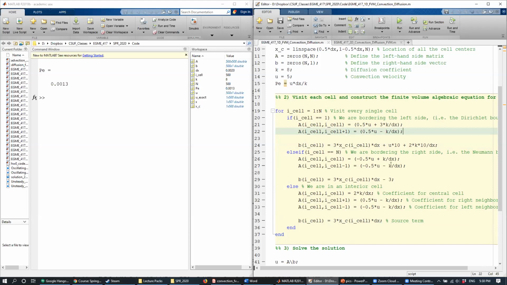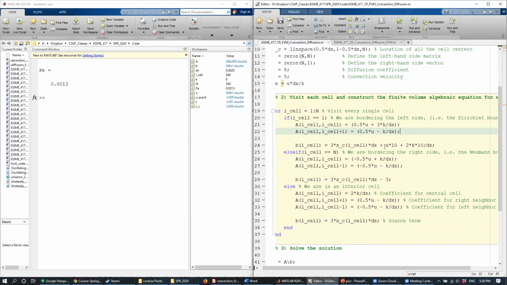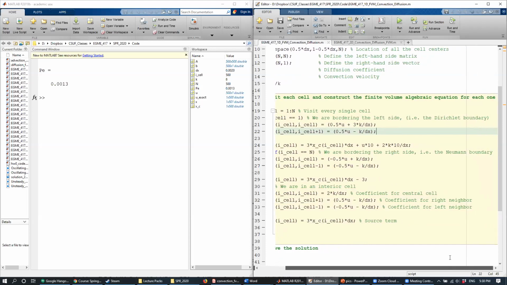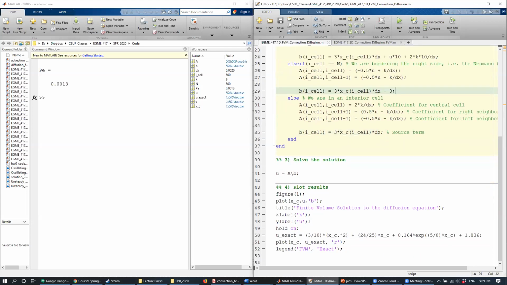Okay. And then if we're on the total right side, so if I cell is equal to n, then we have our Neumann boundary condition, or the flux boundary condition that we talked about before. In this case, we only have a neighbor on the left. So we have A at I cell, comma I cell, and then A at I cell, comma I cell minus 1. These are the coefficients that we talked about last time. And again, we have the right-hand side of the equation, which is our source term, and then our Neumann boundary condition right here. And then from here, we can solve it.